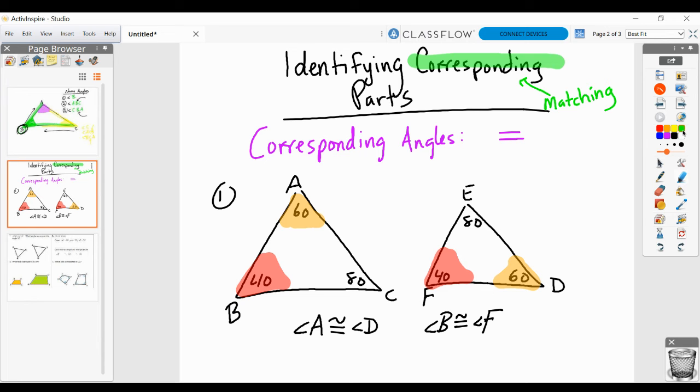Now there's really only one left. When we look at C, it has a measurement of 80. E also has a measurement of 80, so they are corresponding. They're matching to each other. So angle C is corresponding to angle E. So A matches with D, B matches with F, and C matches with E because they have the exact same measurement.